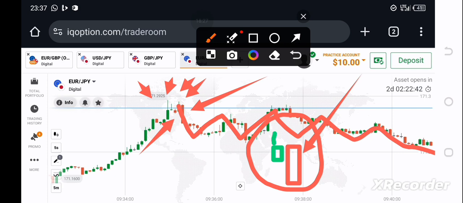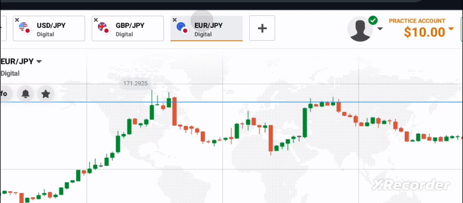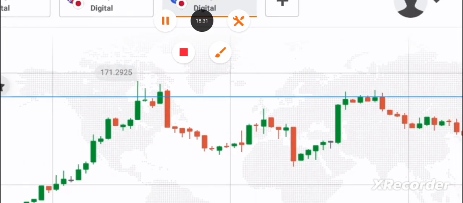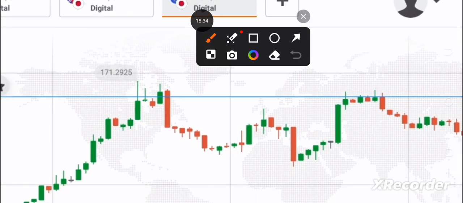Alright, so that was what I did here. This was the engulfing candlestick. Let me zoom out again. You can see this was the engulfing candlestick. You can see the pattern, a bearish engulfing candlestick, and you can see that the market pushed down.